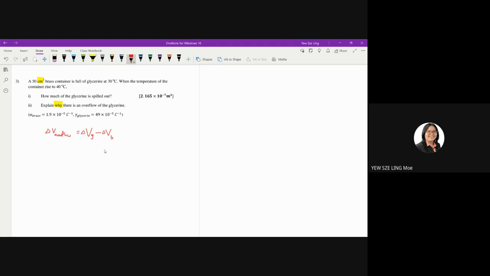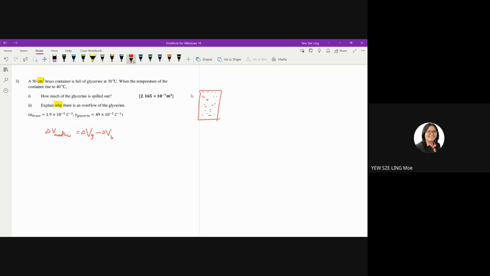Why do I use delta V but not V? Because if you look at the container, initially this is the container, and now it is full with liquid. So if you calculate the change, then you will be able to determine the overflow.